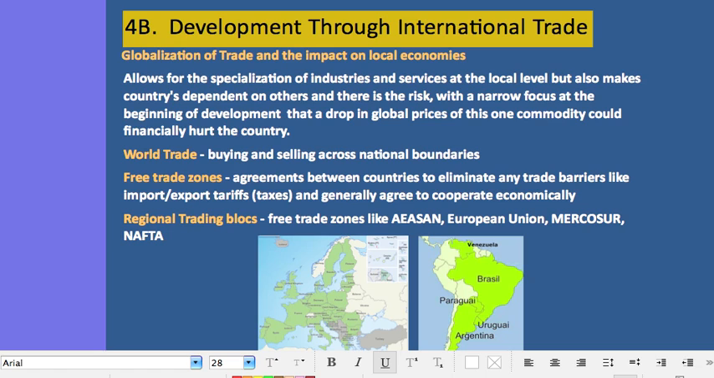So usually they agree to cooperate economically. Some examples of the four largest free trade zones, these regional trading blocks, would be ASEAN, the Southeastern Asian countries that have a free trade zone; the European Union, which I have a map of here, where all the green countries are in the European Union as a free trade zone; MERCOSUR, which is South American countries, so all these countries here would be in a free trade zone; and then NAFTA, which is Canada, the United States, and Mexico.